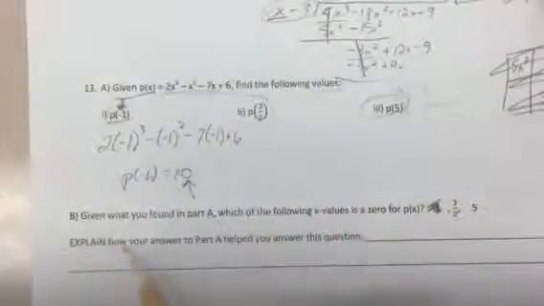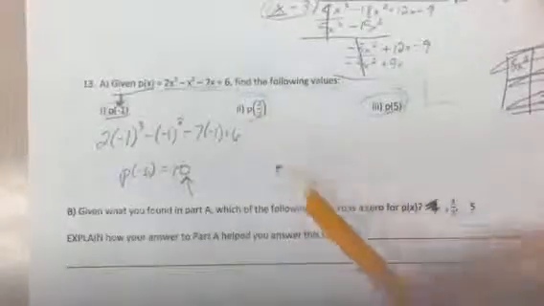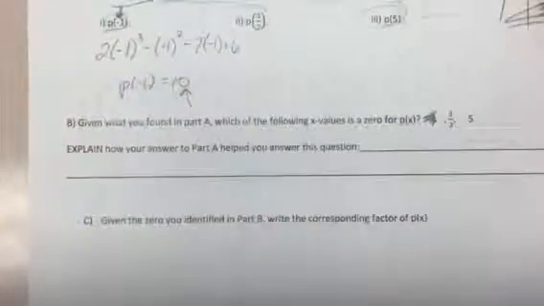So right here, explain how your answer in part A helps you to answer this question. You'd say, when I evaluate for a certain value and I get a 0 out, I know I've found a 0 for the function. So that's what you would write. And then given the 0 you identified in part B. So I guess if I'm going to do this one, I should probably finish this. We should find the 0, right?